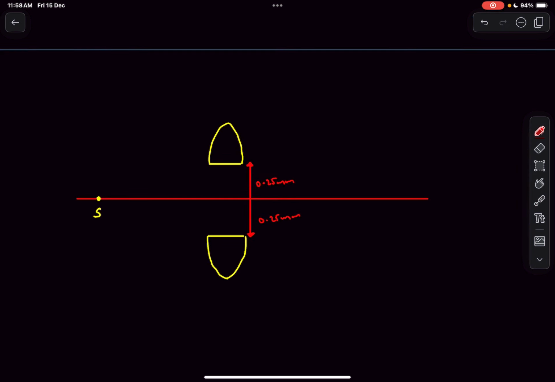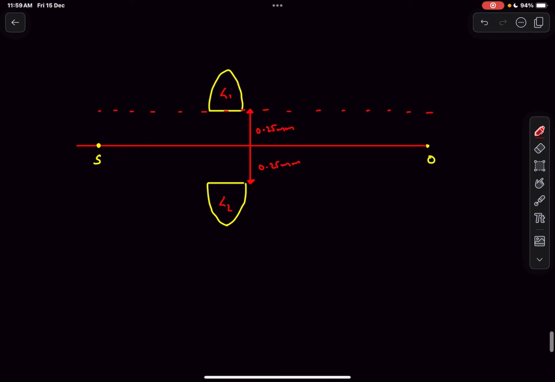Now let's name the upper lens as L1 and the bottom half as L2. Initially the optical axis of this upper lens was over here, right? And now it is displaced upwards by an amount of 0.25 mm from our original axis. So I'm going to mark that new optical axis with some dotted lines. And first let's figure out where the image due to lens L1 will be formed.